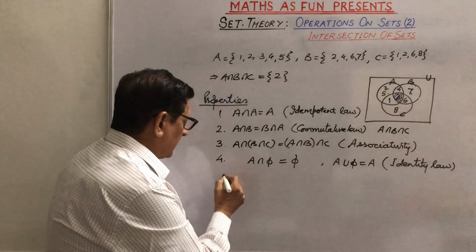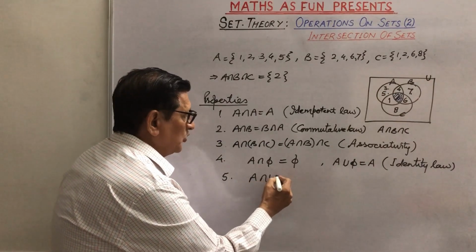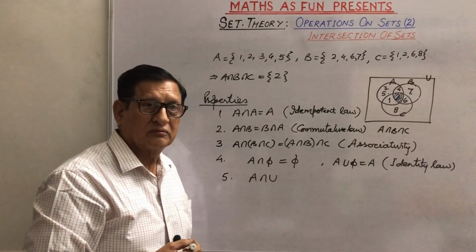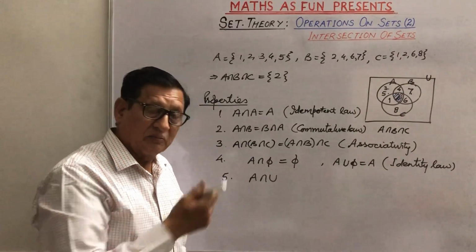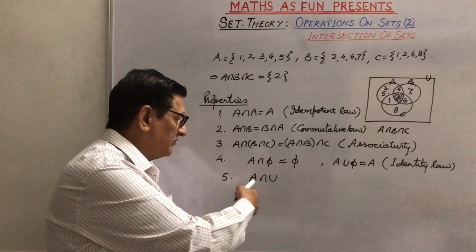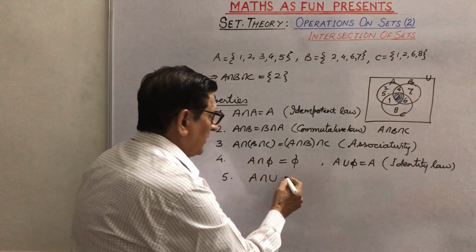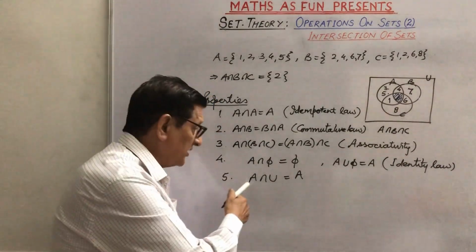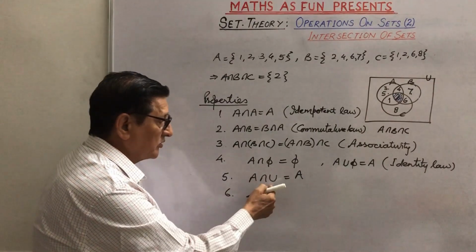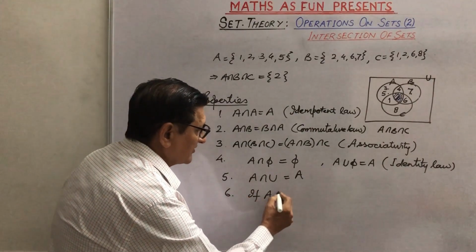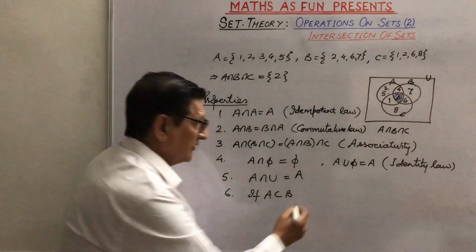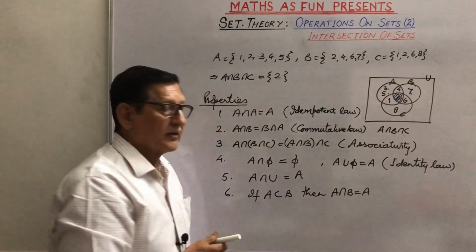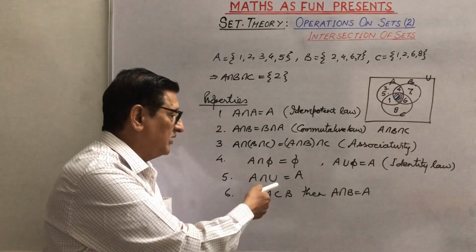The next law we can take as A intersection U. As we know, A is a subset of U. It means all the elements of A will be common in both, and hence we can say A intersection U is A. It means we can also say the sixth property according to this only, that if A is a subset of B, then A intersection B will be equal to A, because all the elements of A will be lying in set B.